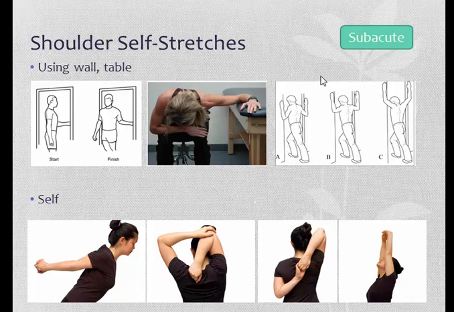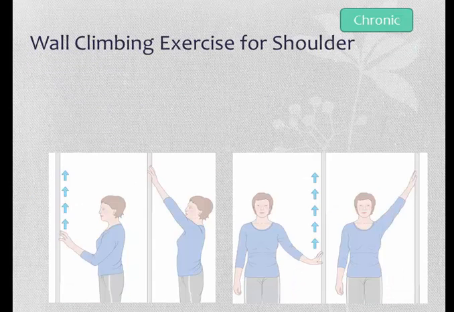But continuing on, maybe I can even give him some home self-stretch program. So again, using a wall or a table, I can instruct him to start to do a little bit more stretching at home. Okay, self-stretch, something like this. Again, depending on the joint range of motion that's available and appropriate at this phase, I can try to prescribe a little bit of home stretching exercises.